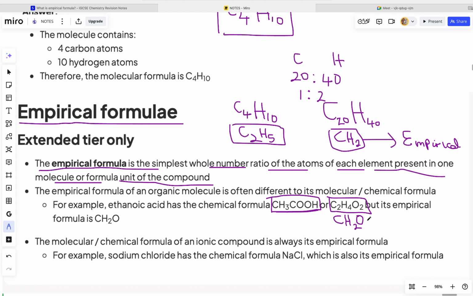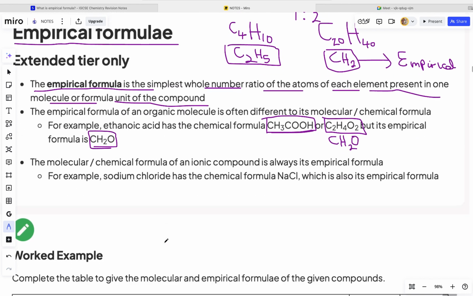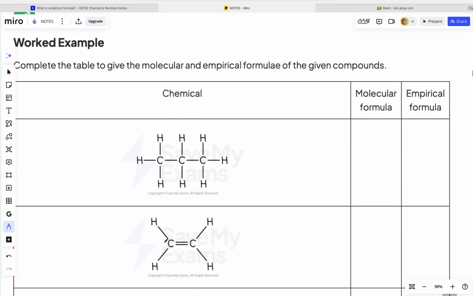So empirical formula is the simplest whole number ratio of atoms in a compound. Is that okay? This is the structural formula. This is the molecular formula, and this is the empirical formula. Okay, you can see it here. They wrote it. The empirical formula. Is that okay? So that's it for empirical formula.